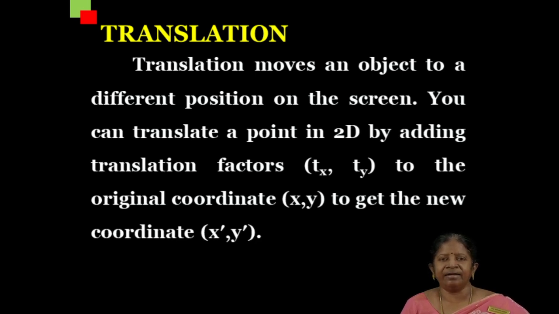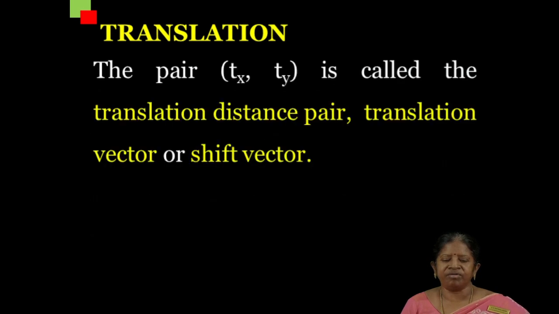If we add the x translation factor to the x coordinate of the object, it will change the x position of the object. When you add Ty to the y coordinate of the object, it will change the vertical position of the object. So, the translation factors Tx, Ty, this pair is called the translation vector or shift vector.